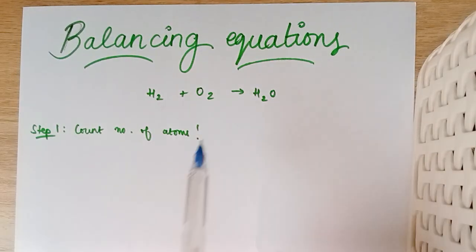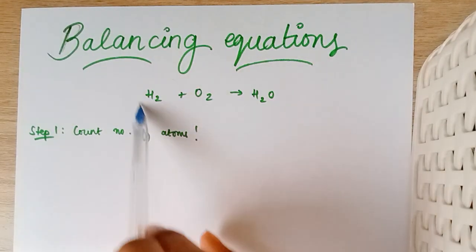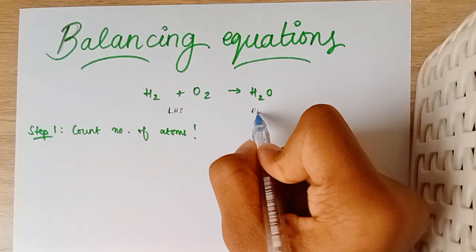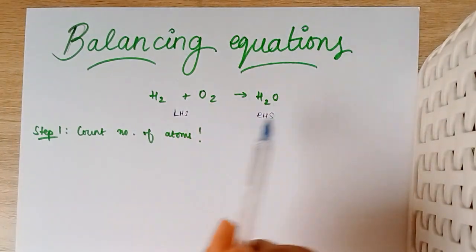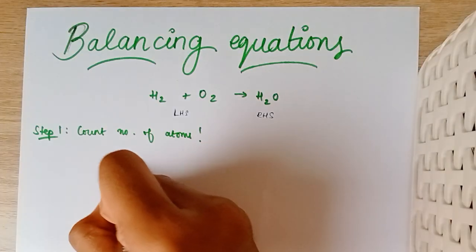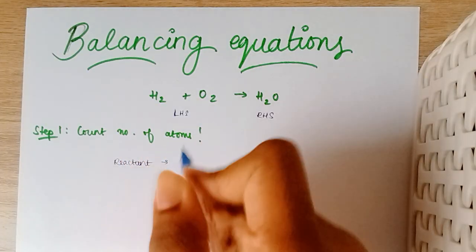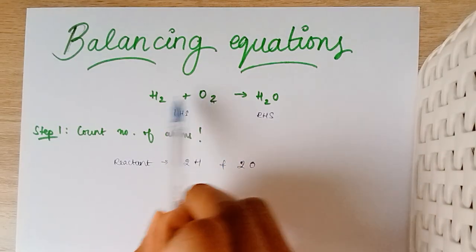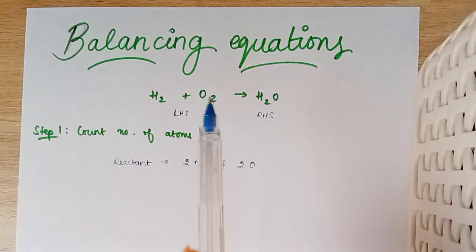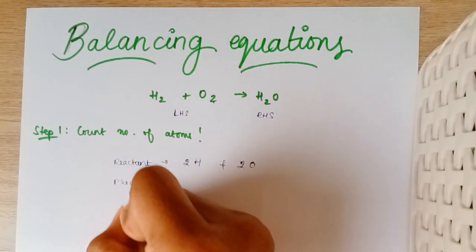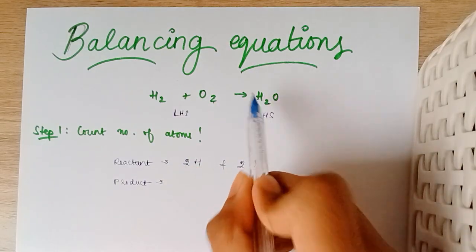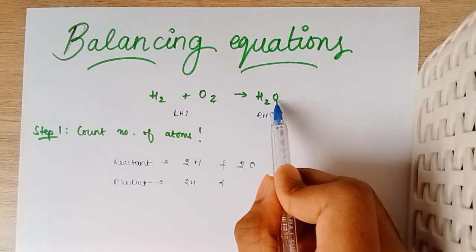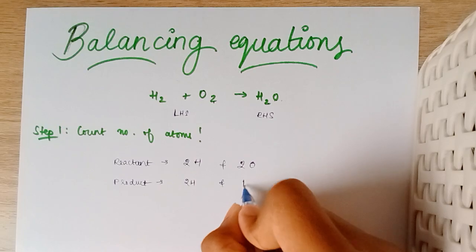When you look at an equation, the first thing that you have to do is count how many atoms there are on the LHS as well as the RHS, or the reactant side and the product side. So over here in the reactant side we have 2 hydrogens and 2 oxygens. Whereas in the product side we have 2 hydrogens and 1 oxygen. If there was a 2 along with O, then we could say 2 oxygens, but now we have 1 oxygen.